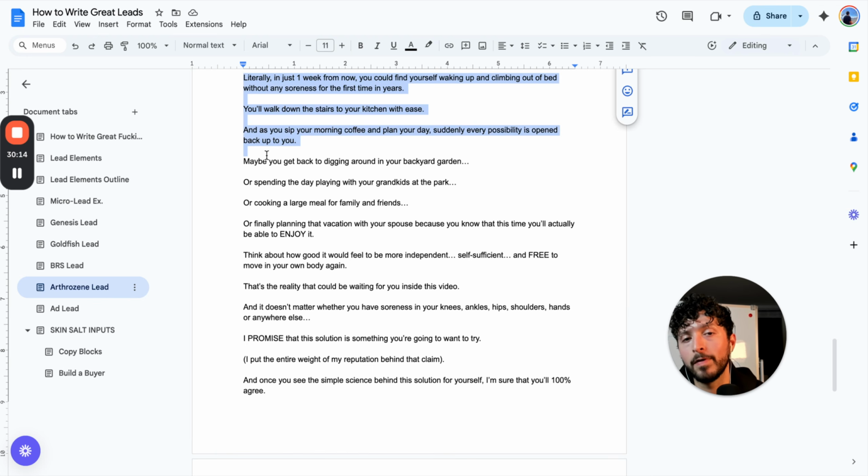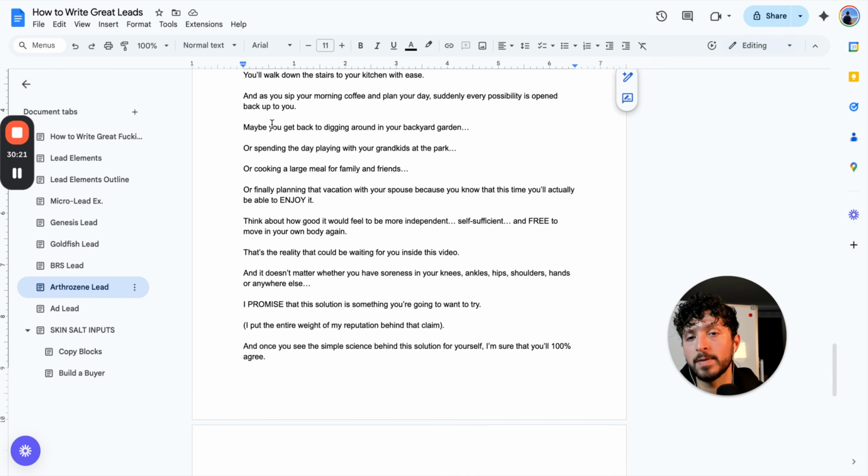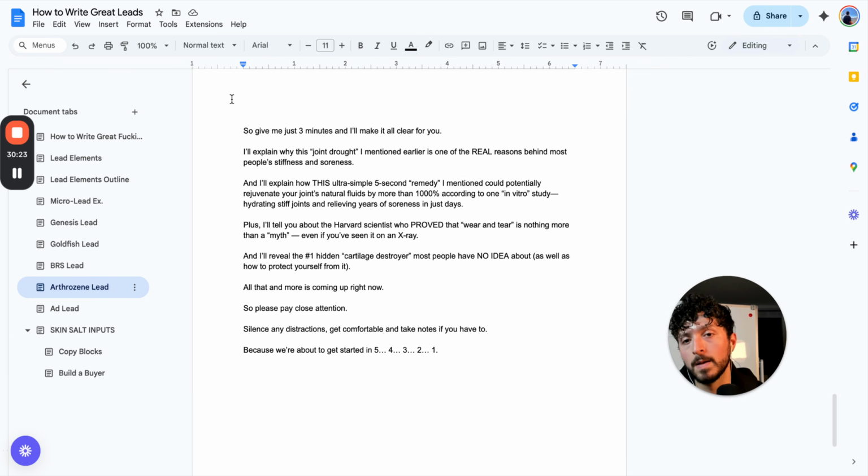Literally, in just 1 week from now, you could find yourself waking up and climbing out of bed without any soreness for the first time in years. You'll walk down the stairs to your kitchen with ease, as you sip your morning coffee and plan your day, suddenly every possibility is open back up to you.